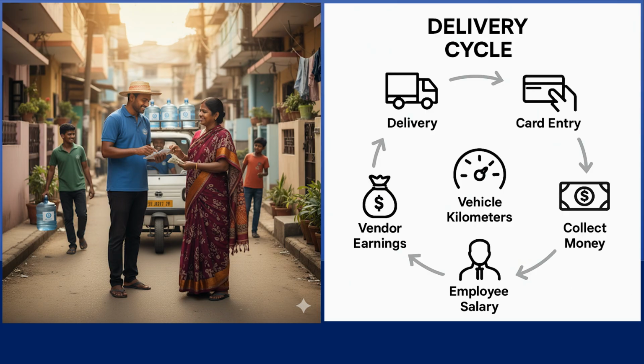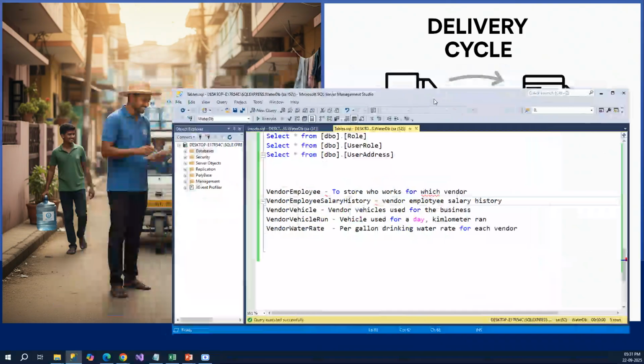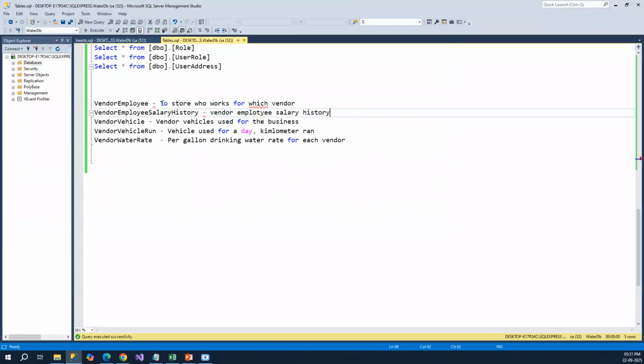So these are the things the vendor is doing for this business. Let me bring up SSMS also and summarize what we are going to do. We will have a vendor employee table that stores which employee is working for which vendor, basically vendor and employee mapping. Then we need to maintain employee salary somehow, so we will have vendor employee salary history detail. Then vendor vehicle: a vendor can use one vehicle to deliver the water bottles, and sometimes more than one vehicle, so those vehicle details should be there.